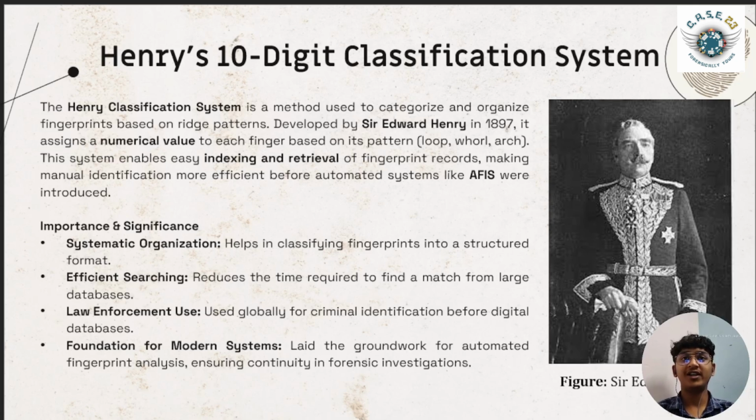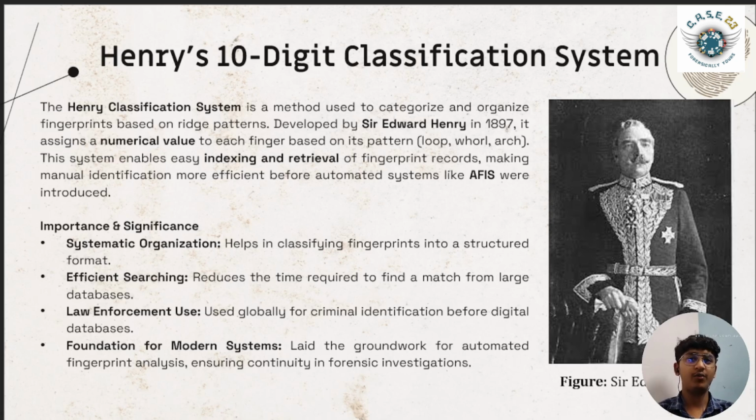Before automated databases like AFIS, fingerprint records had to be searched manually. Imagine going through thousands of fingerprint cards by hand. That's where Henry's system helped. It provided a way to categorize and organize fingerprints based on ridge patterns. So how does it work? It assigns a numerical value to each fingerprint based on its pattern. There are three main fingerprint patterns: loops, whorls, and arches.